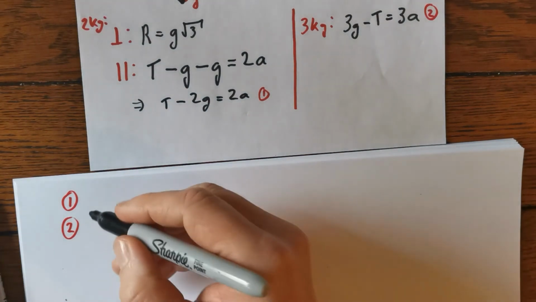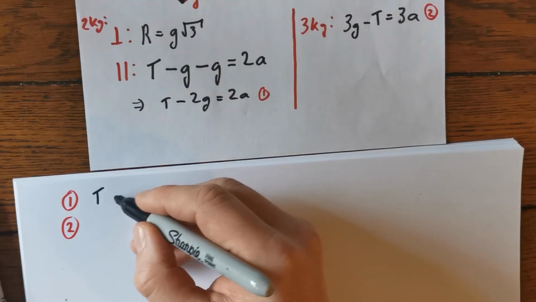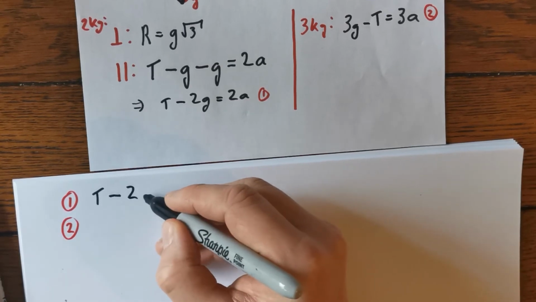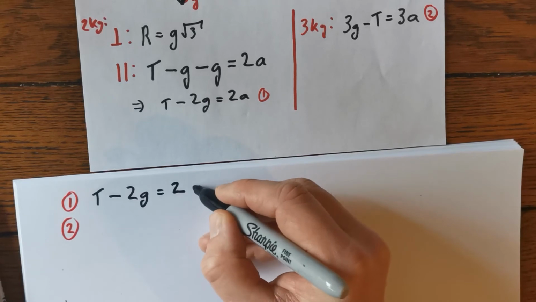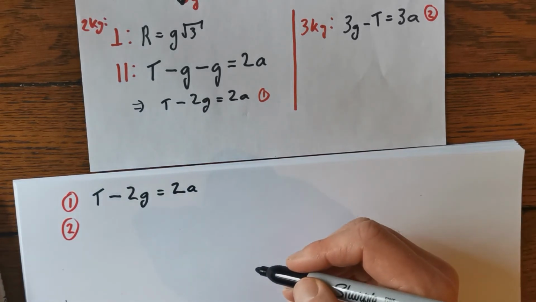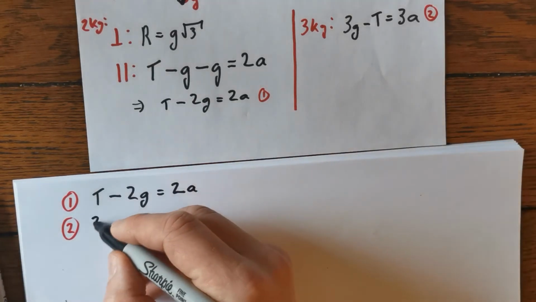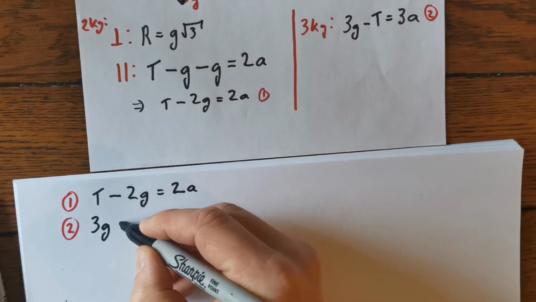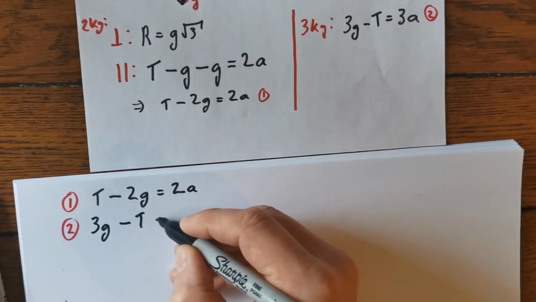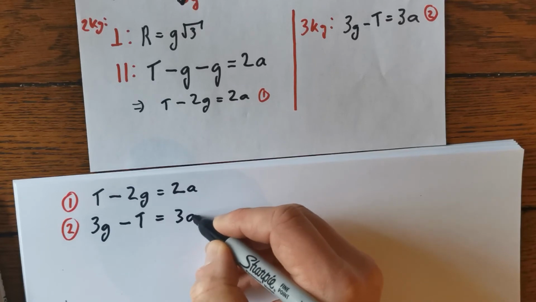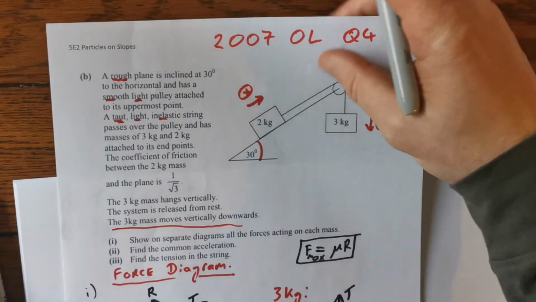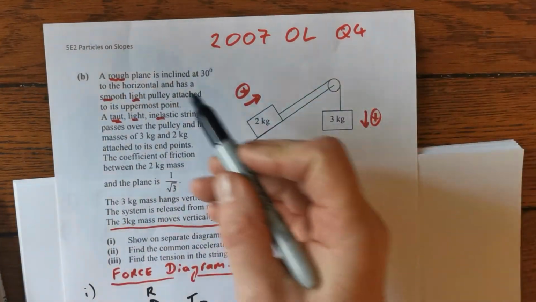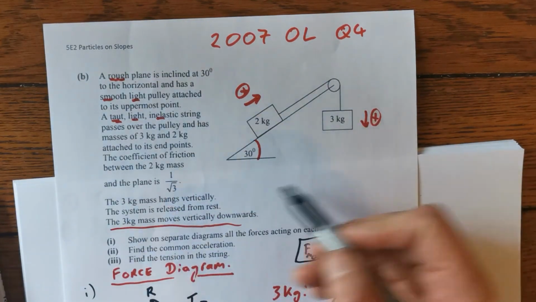Equation 1 says T, the tension force, subtract 2g is equal to 2 times the acceleration. And equation 2 says 3g subtract T, that tension force, is equal to 3 times the acceleration. Okay, so this is what we've done. We've taken all the information we've gathered from the words and from the picture.